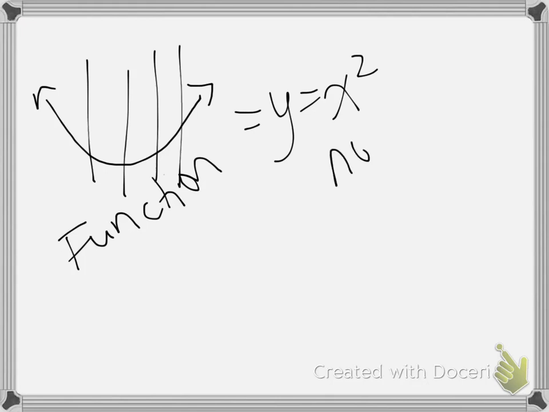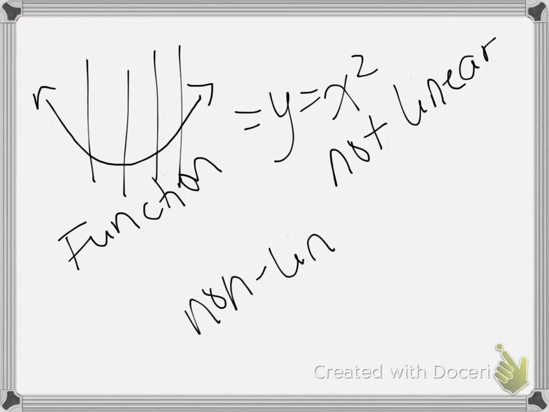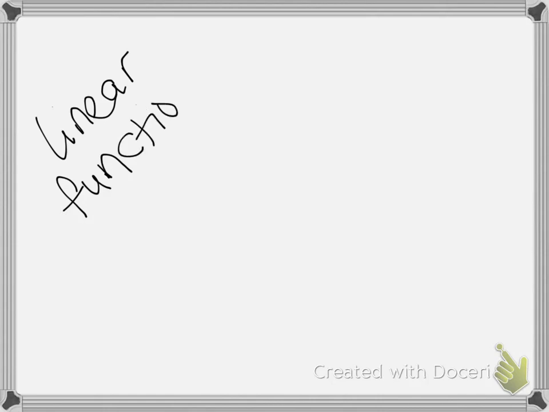It is not linear because it is not a straight line. So this would be called a nonlinear function. Now, if they say to draw a linear function, that's pretty easy. They want you to draw a straight line that is a function. Well, there's only one straight line that's not a function.